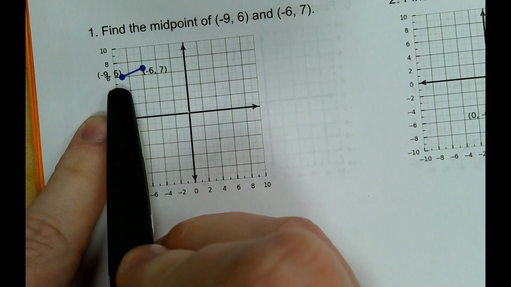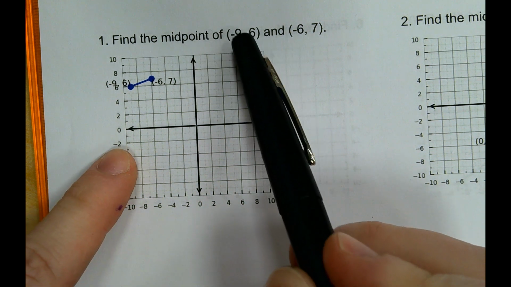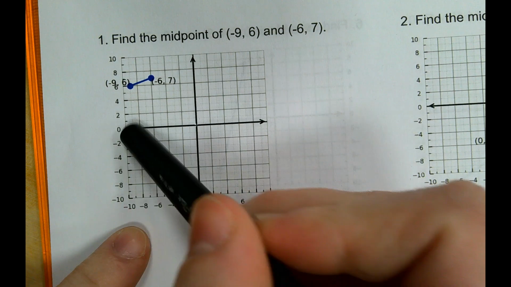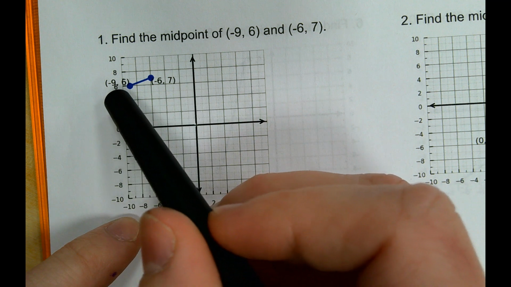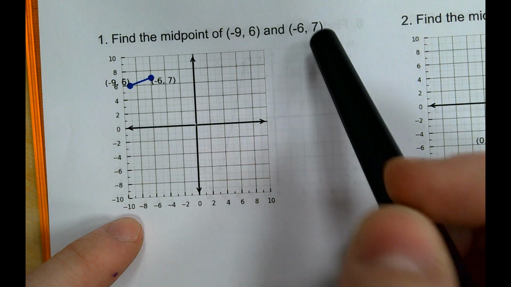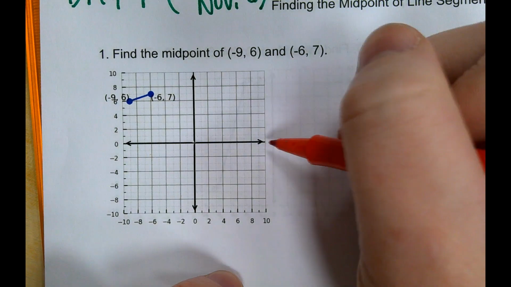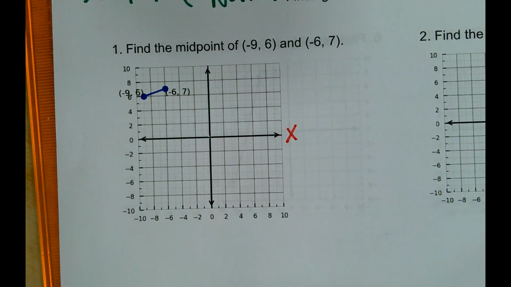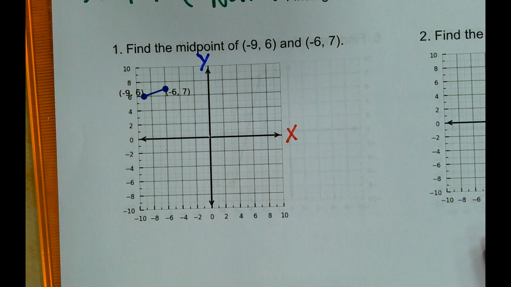Okay, so let's see what we got going on here. I have a little line segment and it tells me that my first point is -9 for my X. So I go over to -9. And then my Y is 6, so that's why it's up 6. And same thing for my -6 and 7. Something that helps me, I like to label my X and Y axis. I always make my X red. So I'm going to do that. I always make my Y blue. I'll do that as well. And that just helps me keep track of where I'm counting.